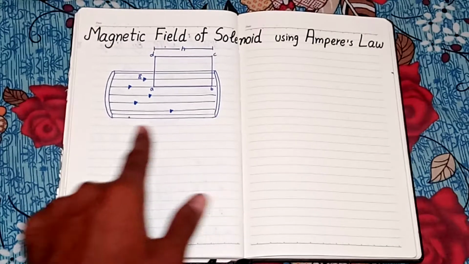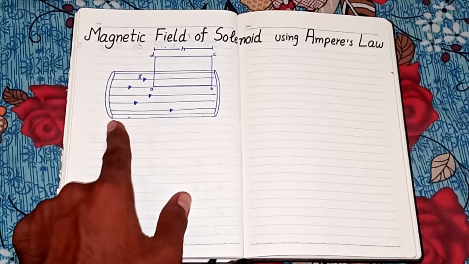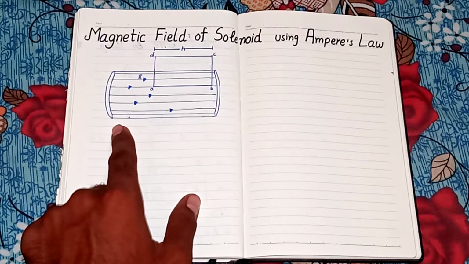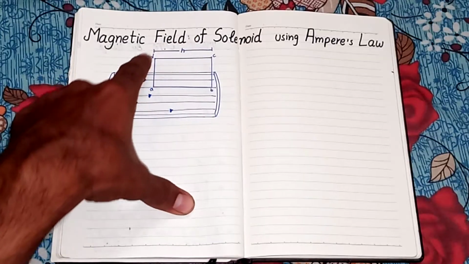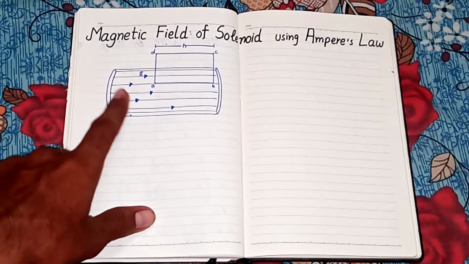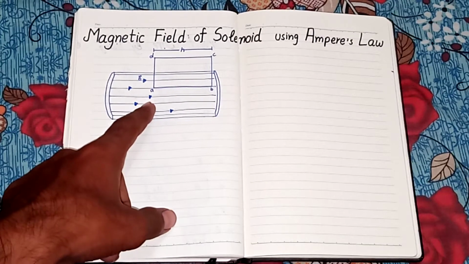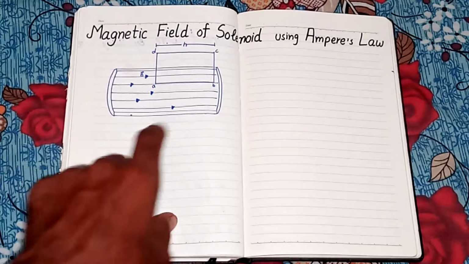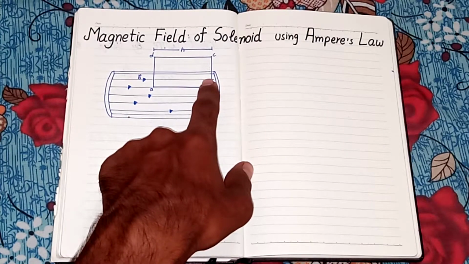Consider this a solenoid. This is not the exact figure of a solenoid, but what a solenoid looks like. This is just a representation of it. We draw a rectangular Amperian loop over part of the solenoid. Magnetic field is uniform inside the solenoid and zero outside the solenoid. The length of the Amperian loop is h and its width is d.